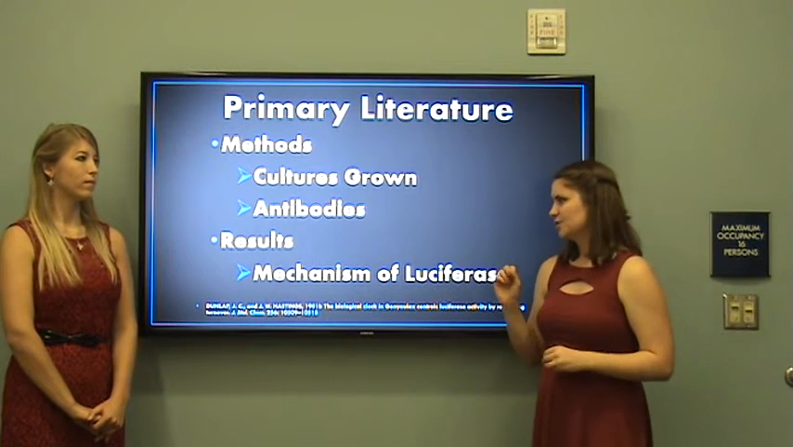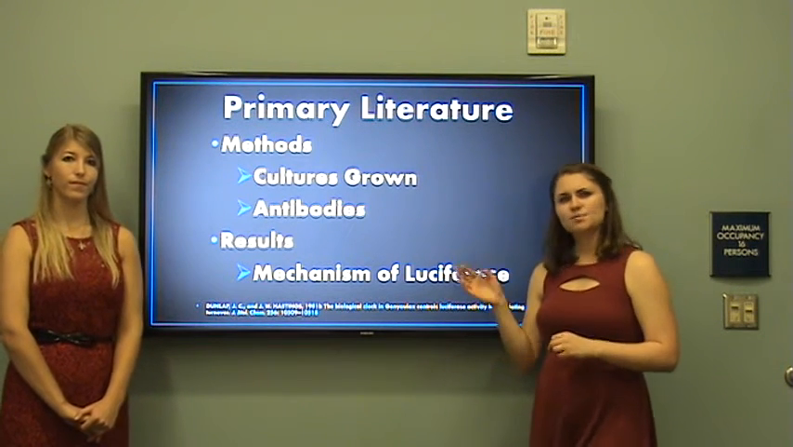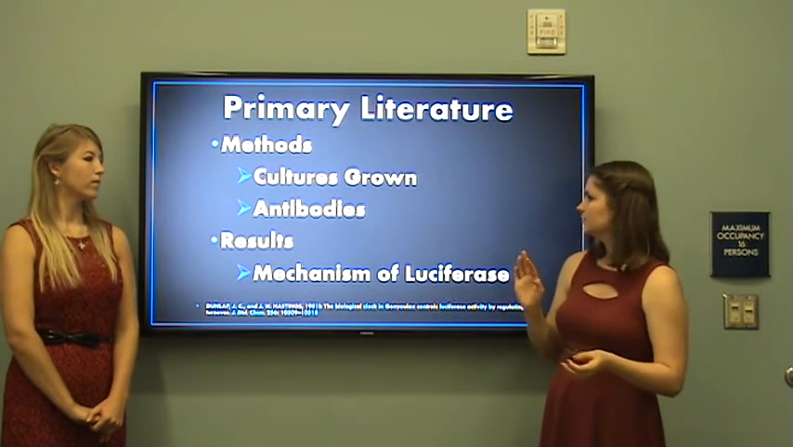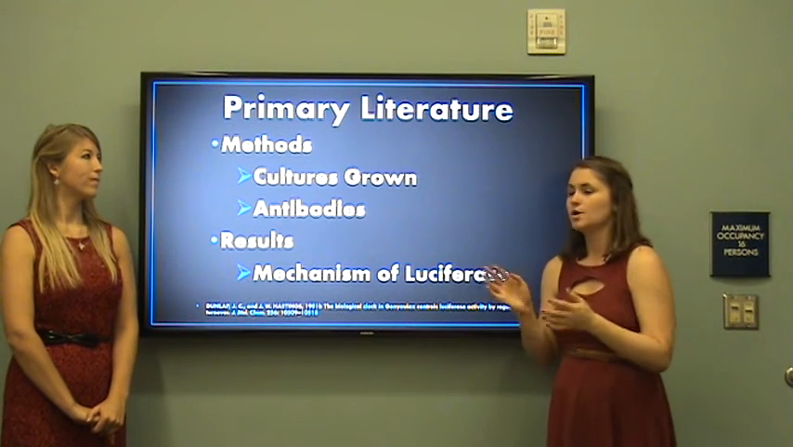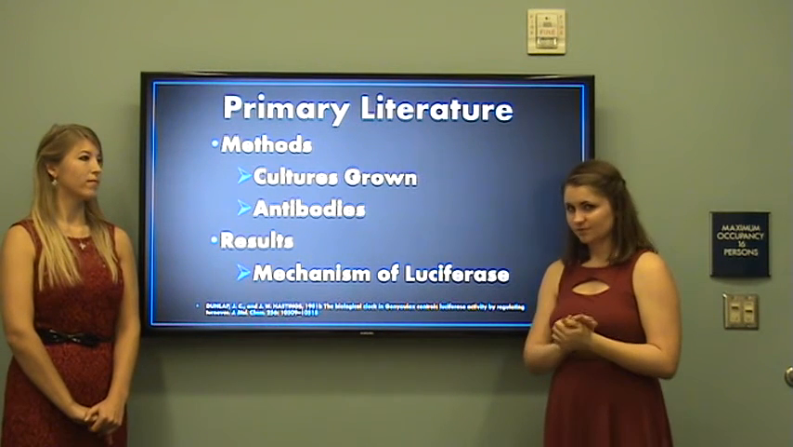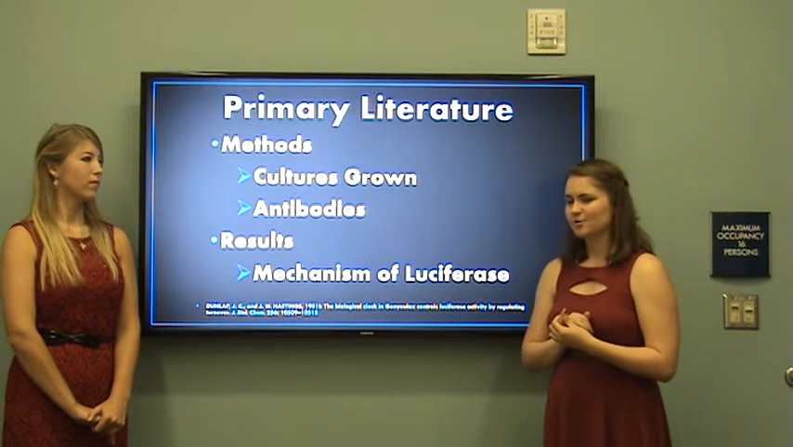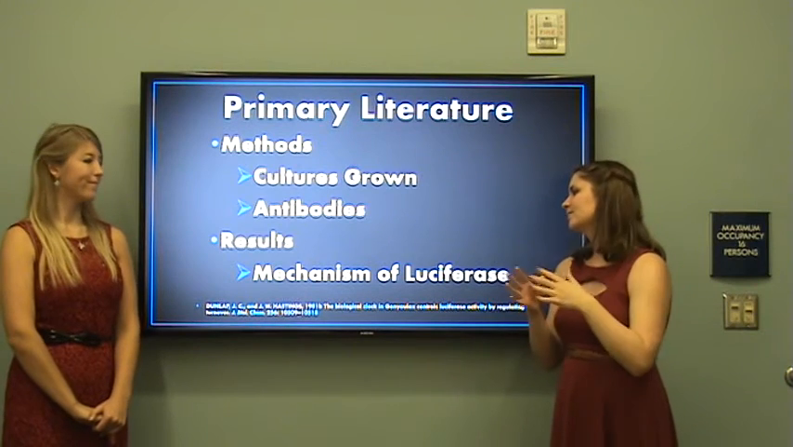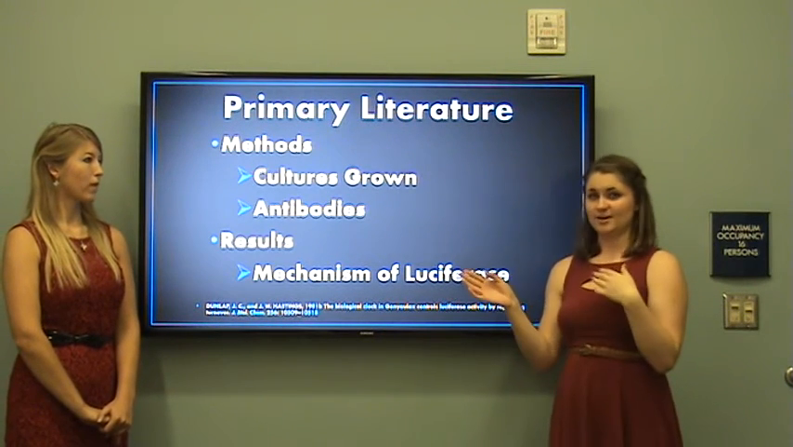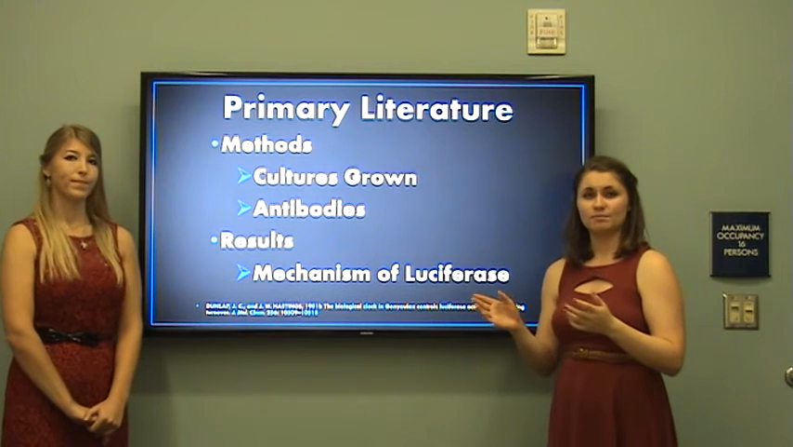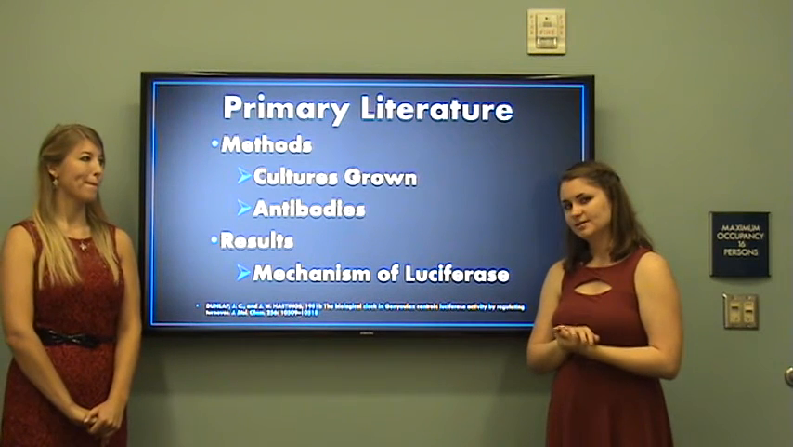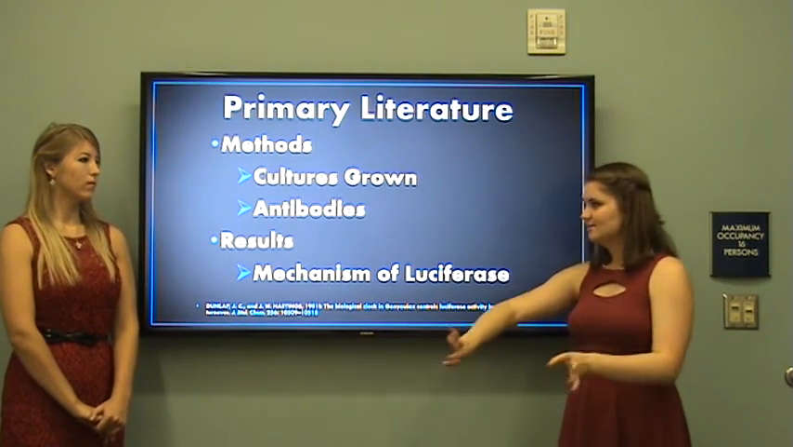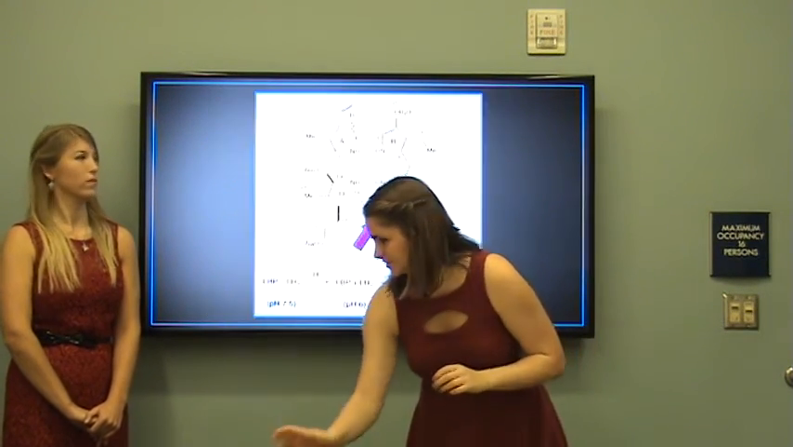And then the second part of the experiment was that they wanted to add antibodies to the cells to figure out if it would inhibit the reactions that were going on or what would happen. So they created anti-luciferase antibodies inside rabbits, and they put those inside the cell cultures to see what would happen. And the results were that they figured out the mechanism. They figured out what's going on with luciferase and how the entire mechanism works. So I'm going to go into the mechanism because that's what the journal article explained.